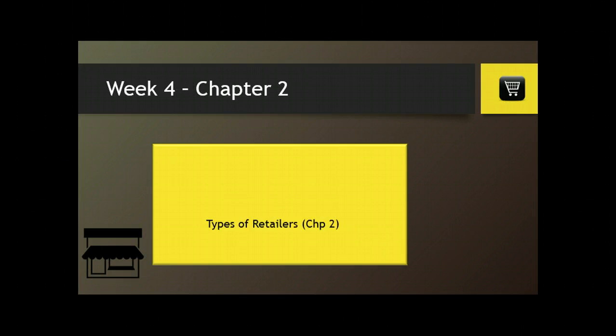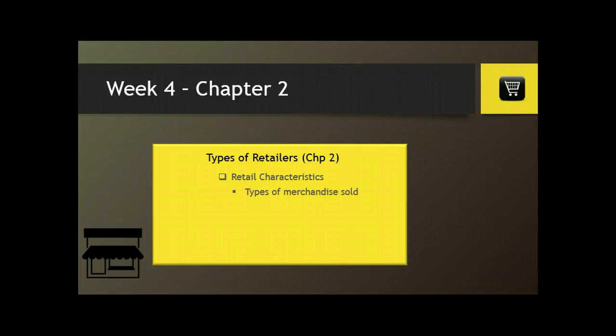So chapter 2. There are lots of different types of retailers, and that is really what chapter 2 talks about. The retail characteristics are very, very varied, and that is based on the types of merchandise sold, the services that are offered, the cost of the offering. You can definitely get your oil changed and you can pay a lot of money for it, or you can pay less money for it, and that depends on where you go.